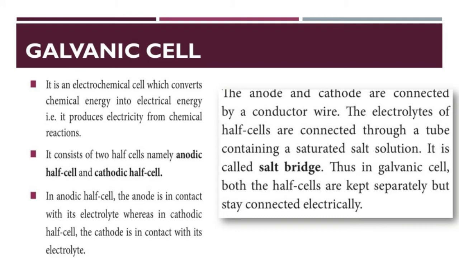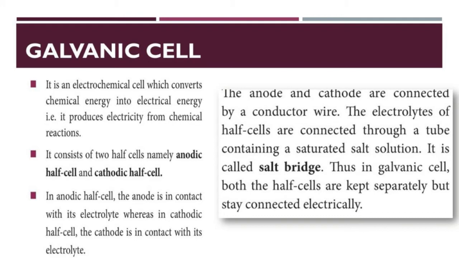The anode and the cathode are connected by a conductor wire. The electrolytes of the half cells are connected through a tube containing a saturated salt solution. It is called salt bridge. Thus, in a galvanic cell, both the half cells are kept separately but stay connected electrically.